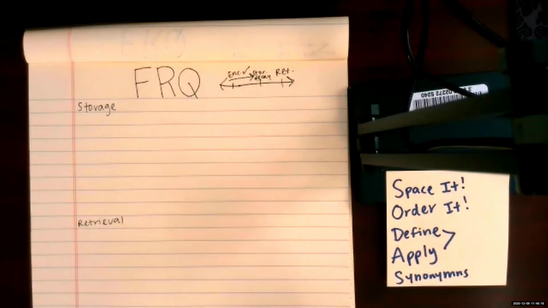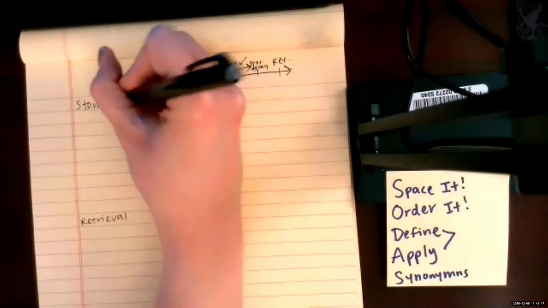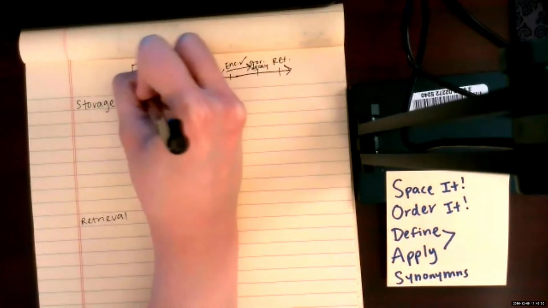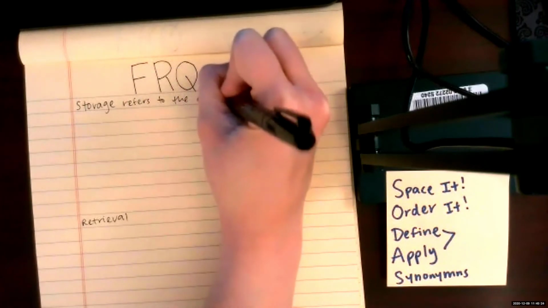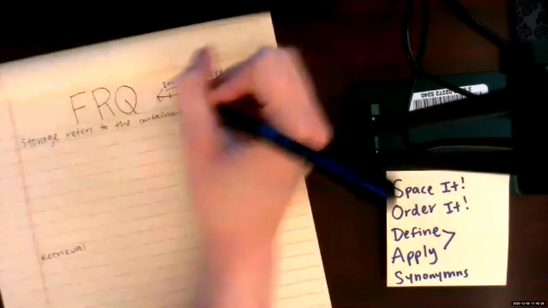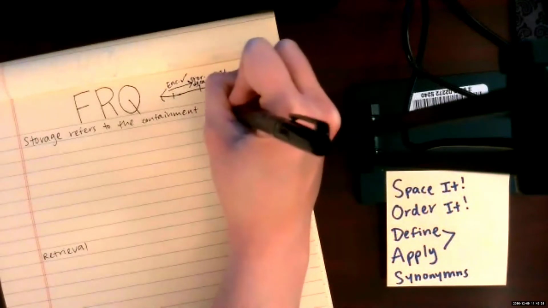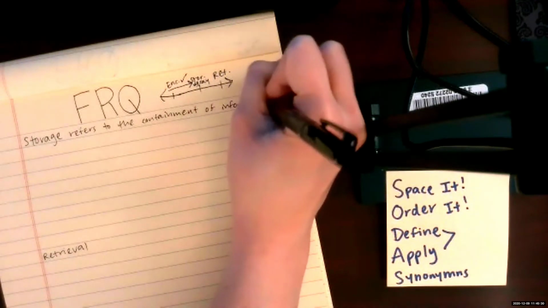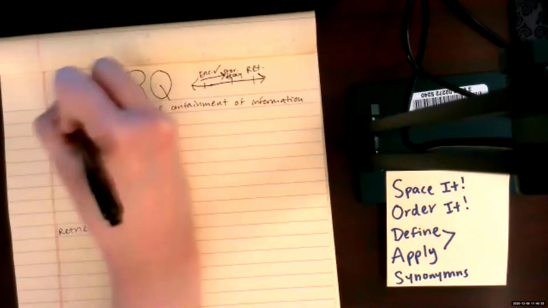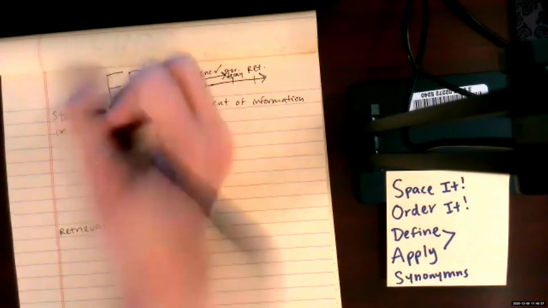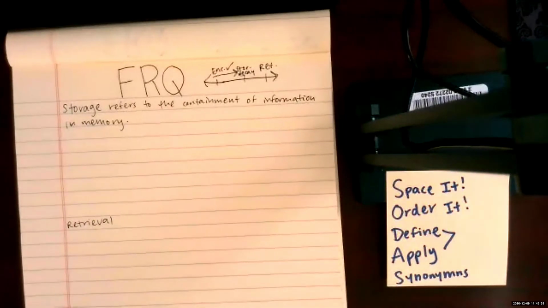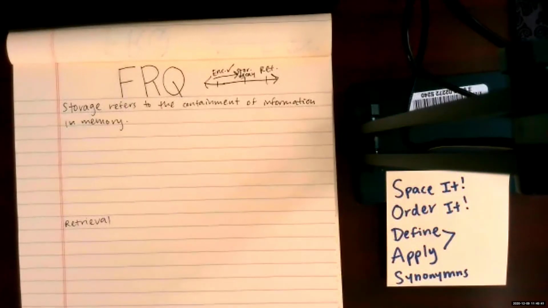He said containing. So we could say storage refers to the containment of information in memory, right? We could leave it at that. Pretty simple definition. And now what do we need to do? What's our next step?